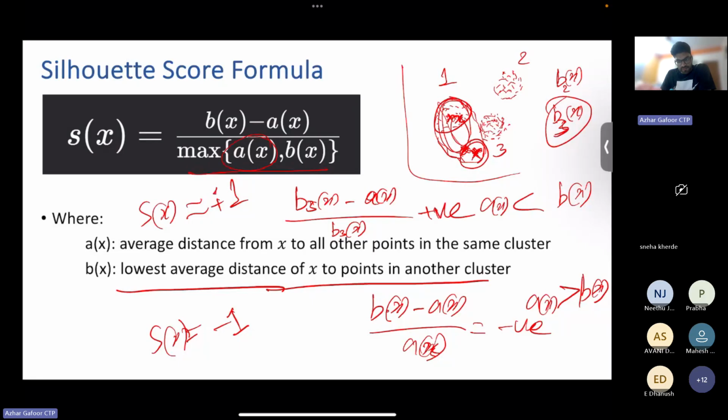Or if it is 0, so let's say we have a point here, and these two clusters are equidistant from this point, then we will finally end up with S of x equal to 0, which means the point is at the boundary of the two clusters. So it can be either of the two clusters. It's kind of a 50-50 chance.